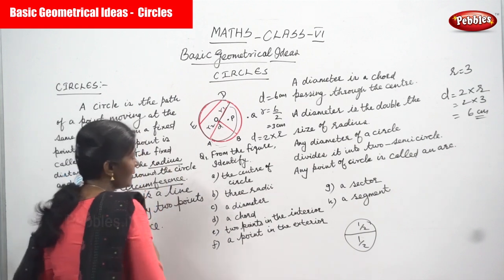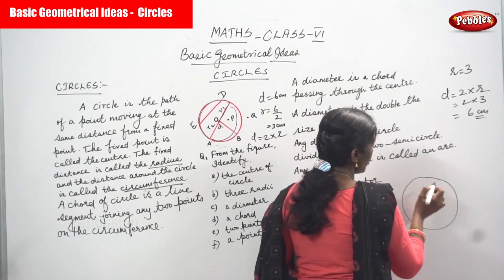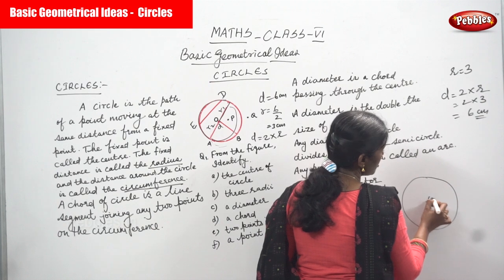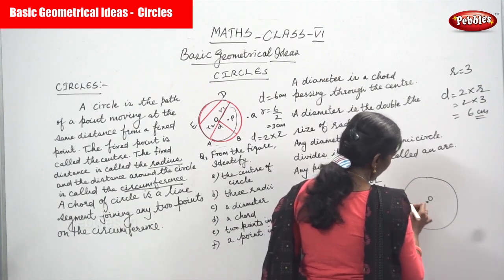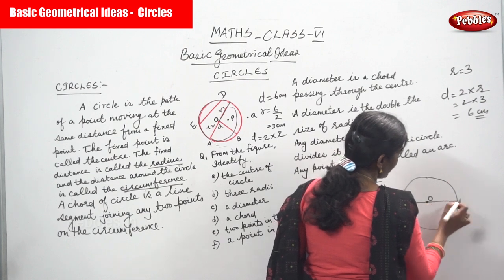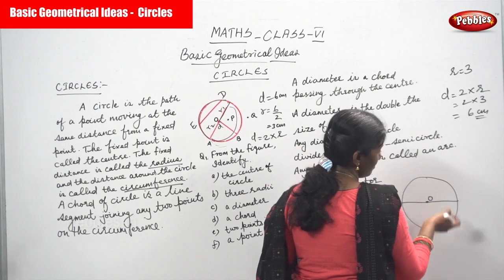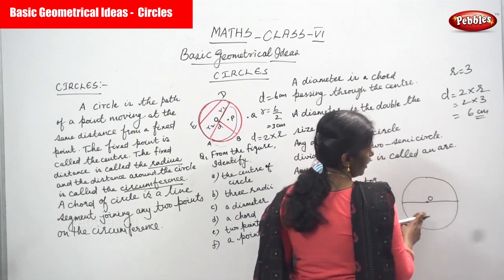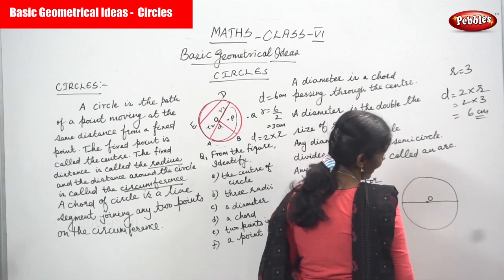So basically this is a circle. I told you again, this is a circle. O is the center of the circle. With the help of O only we have to draw the circle. Then this O is the center of the circle. We pass through the chord. Okay, this is diameter, otherwise we can call it a chord. So what is passing through the center we can call a diameter.